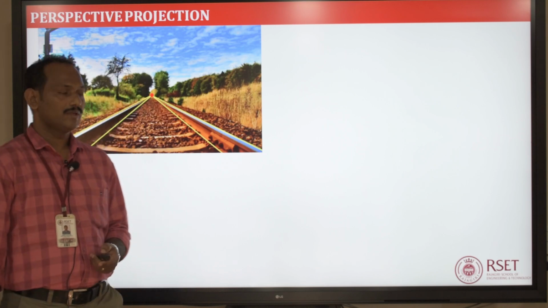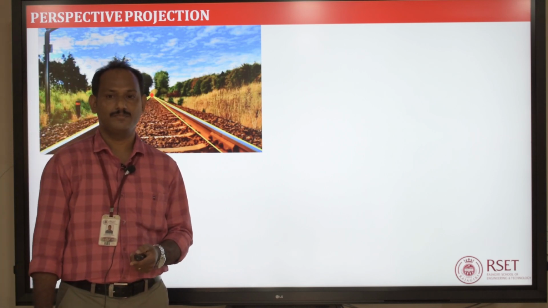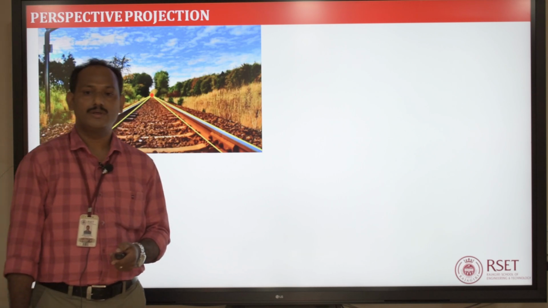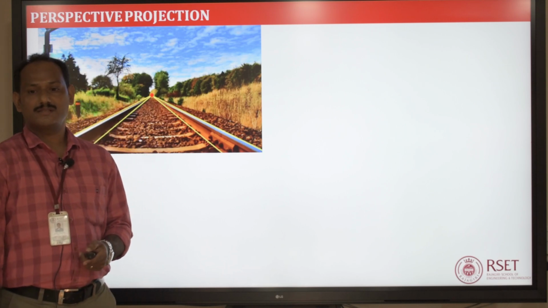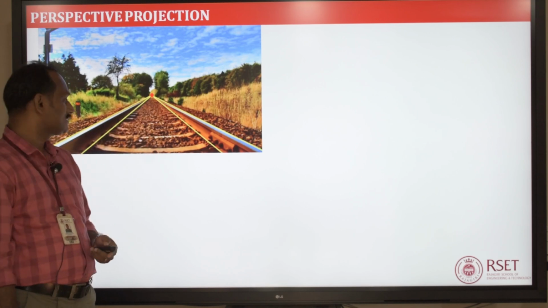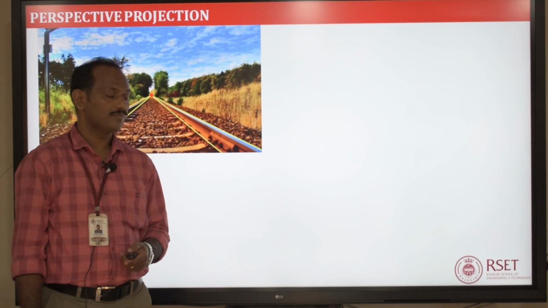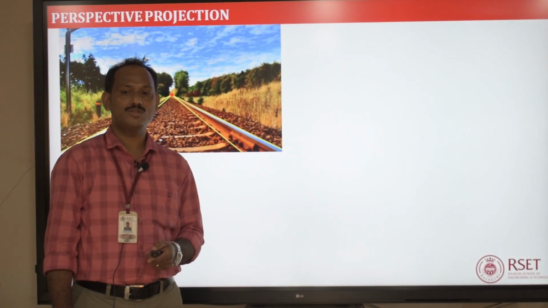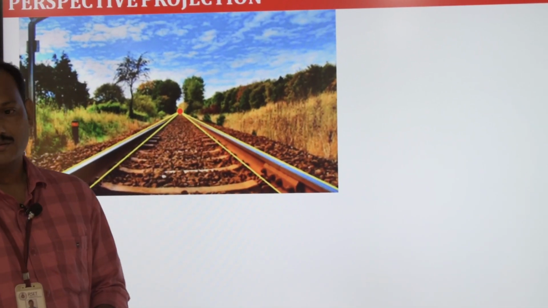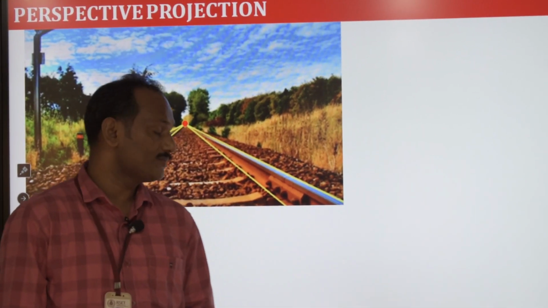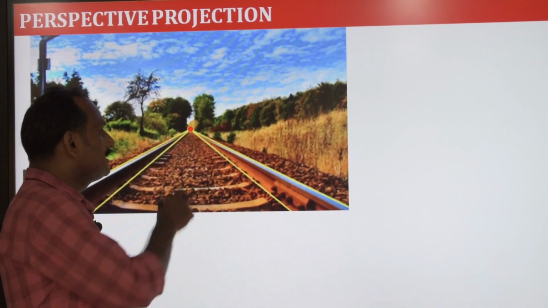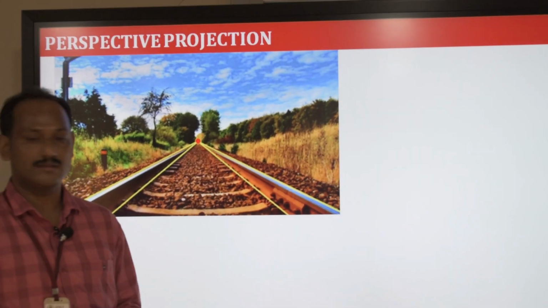In this picture, in reality, we know that these rails are parallel to each other, but if we draw lines through these rails and also through the ends of these sleepers, you can see that this line will converge to a single point somewhere here. And also you can observe that the size of these sleepers is reducing when we move further.